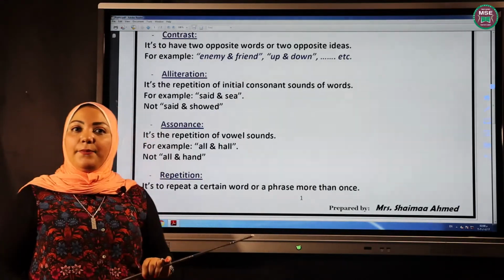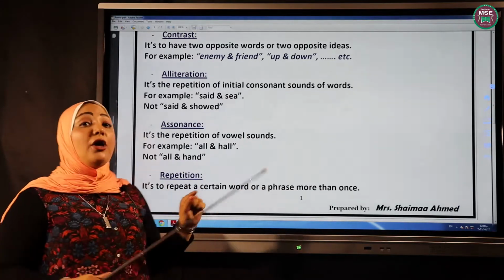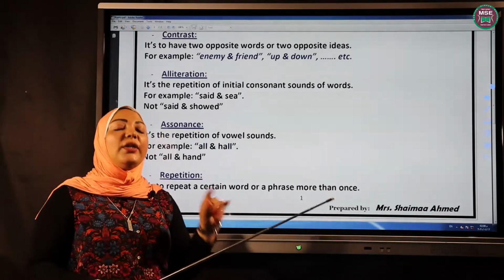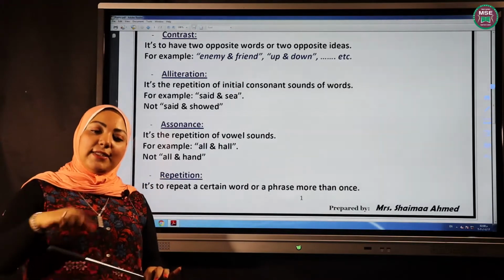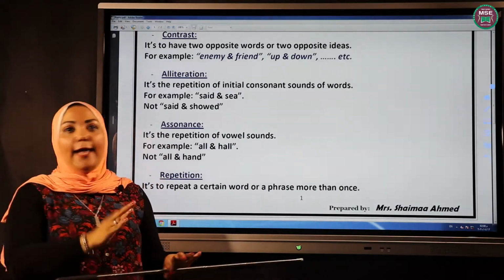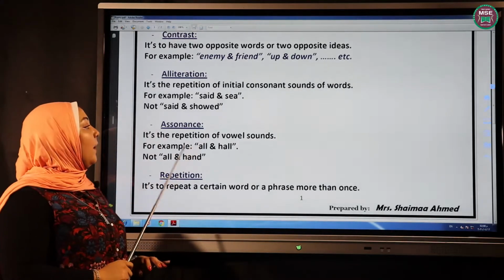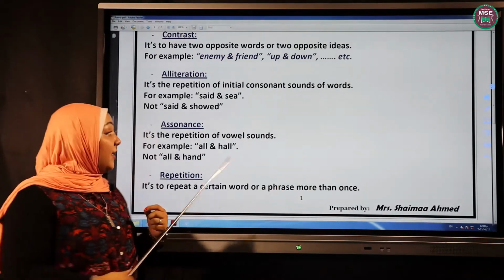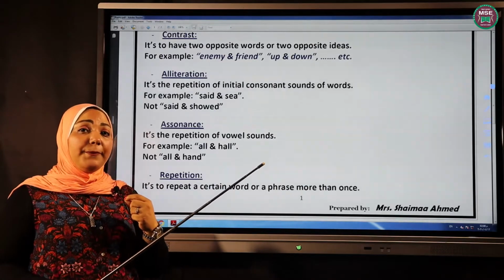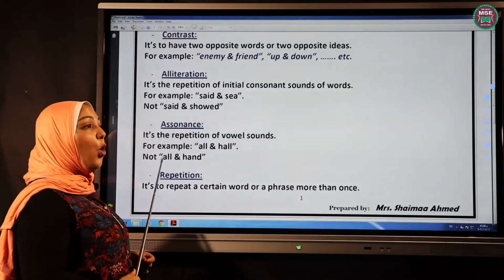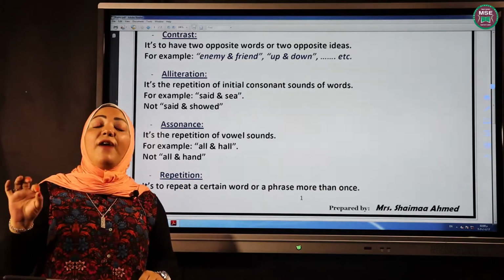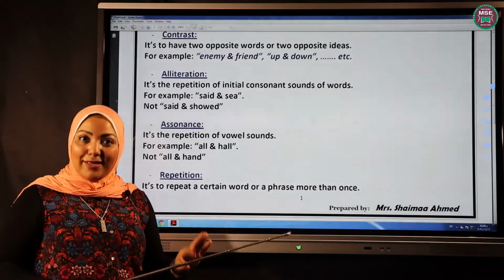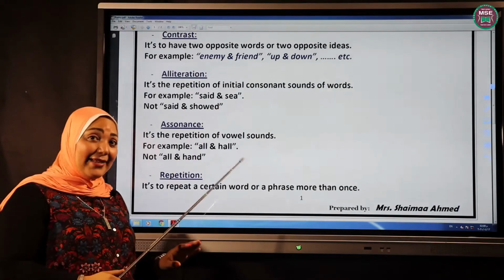Okay, assonance. What's assonance? It's the repetition of vowel sounds. So it's like alliteration, but alliteration was for the consonant sound and especially at the beginning. But assonance is the repetition of vowel sounds and it's not necessarily at the beginning. So for example, the words all and whole. You see how we pronounce the letter A? Okay, this is a vowel and it has the same way of pronunciation. But for example, all and hand. Okay, you have the vowel A, but it's not pronounced the same. So we cannot consider this assonance. You got the difference between alliteration and assonance?